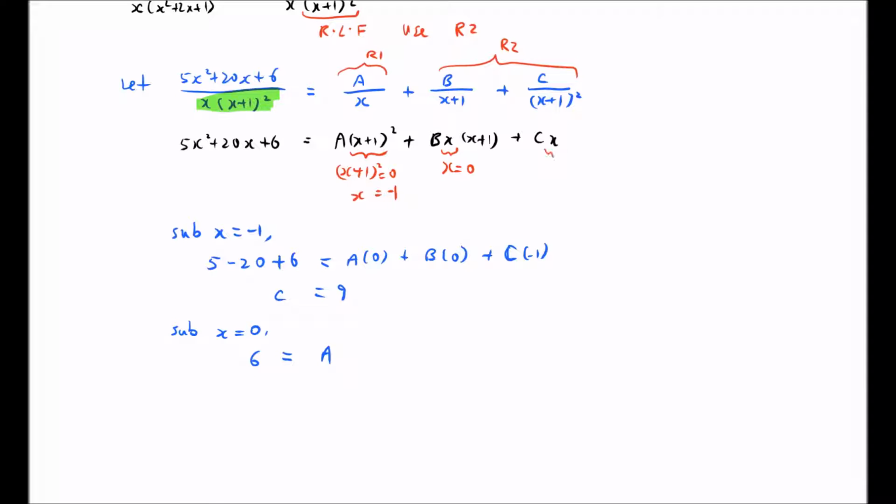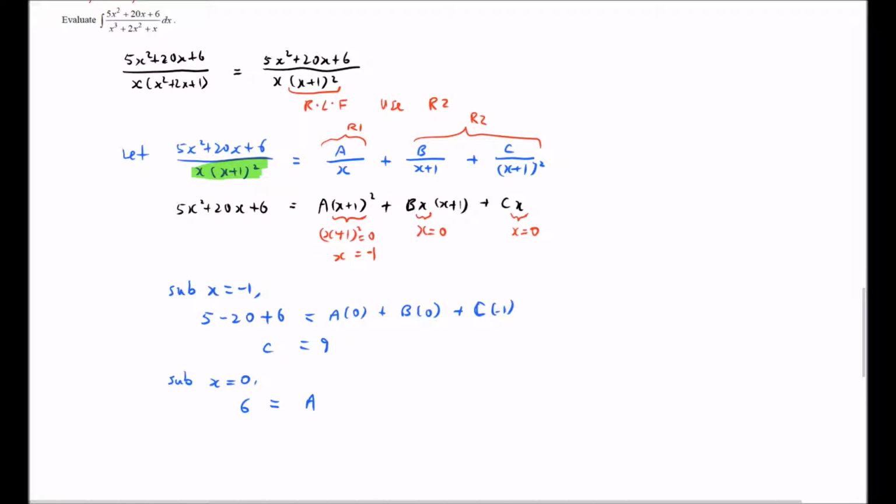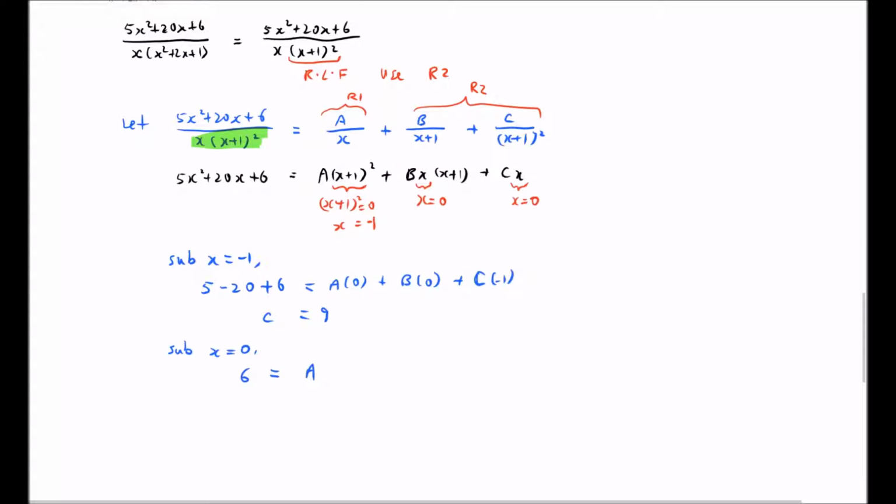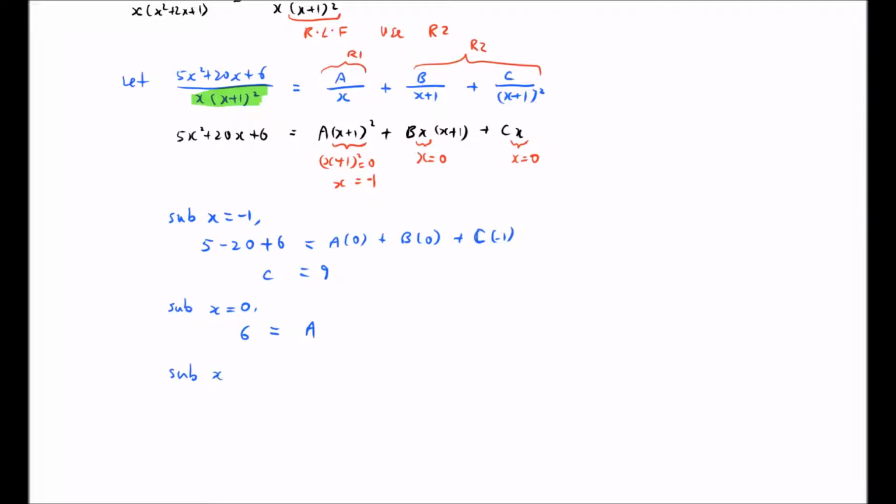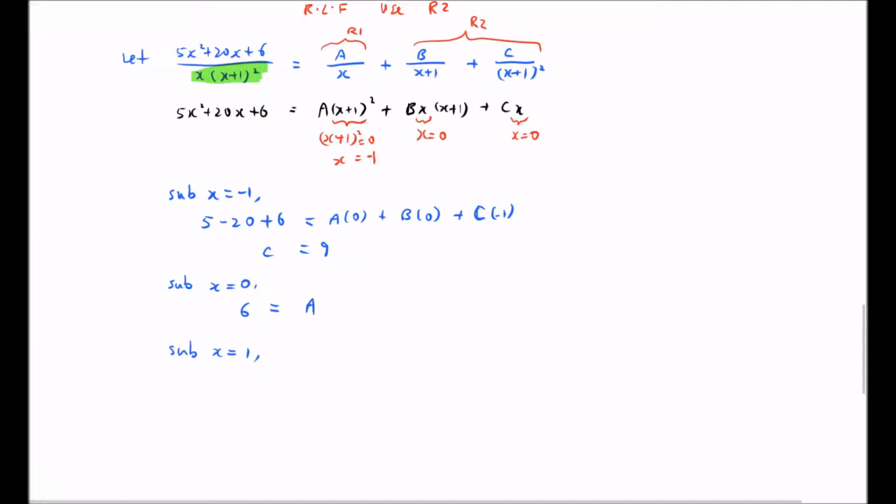So now we are left with Bx. Now Bx will focus on x equals 0, so we get back the same value for x. So now we can think of any other values of x to sub in. Normally we will sub in a smaller value that is easy to calculate. So values that are small and easy to calculate usually are minus 1, 0 or 1. So now I sub x equals 1, since minus 1 and 0 are already used. So you will have 5 plus 20 plus 6 equals A times 2 squared plus B times 2 plus C.